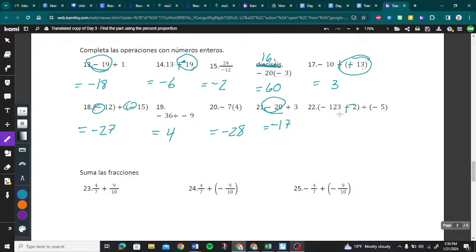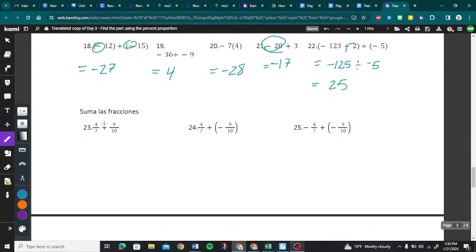Here we have negative 123 minus 2, so that minus sign becomes a plus, and then the 2 becomes negative. Negative 123 plus negative 2, they have the same sign, so we add them together. That's 125. They have the same sign, so we keep that same sign, divided by negative 5. These two numbers have the same sign, so our answer will be positive. 125 divided by 5 is 25.